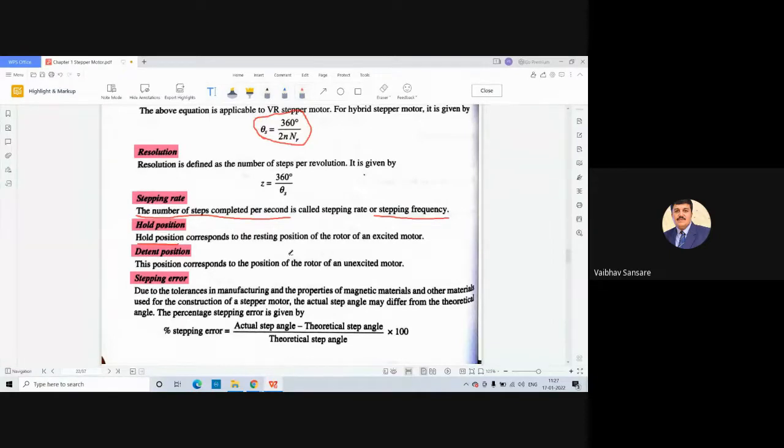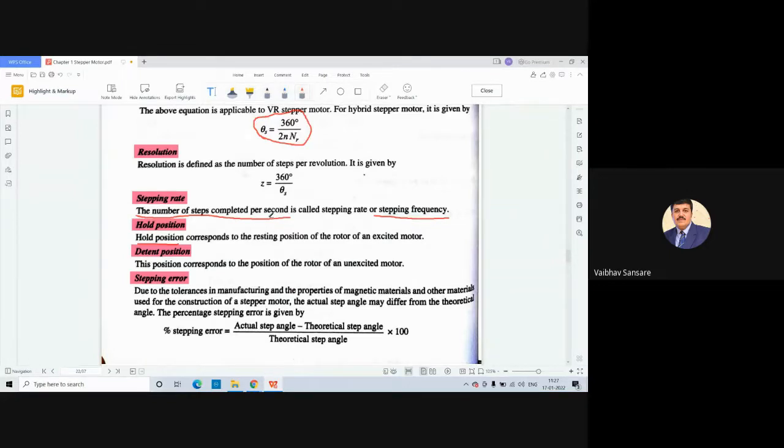Now, this resting position generally depends upon the type of excitation, whether that excitation is single mode of excitation, double mode of excitation, or double phase excitation, or any other type of excitation. Based on that type of excitation, there will be a hold position corresponding to the rotor. So the hold position is simply the position corresponding to the resting of the rotor of an excited stepper motor, or when the stator winding of that motor is under excitation.